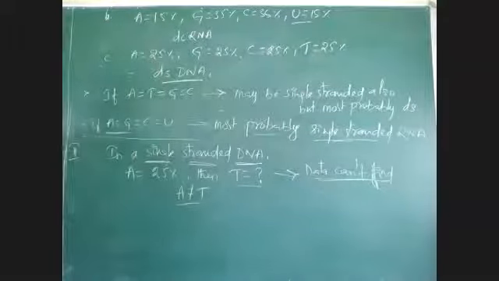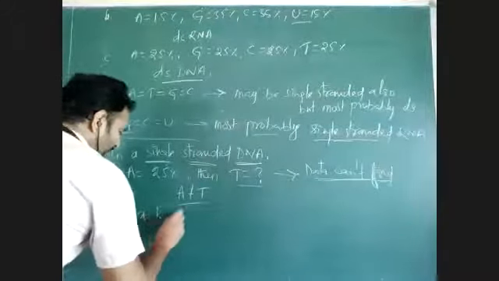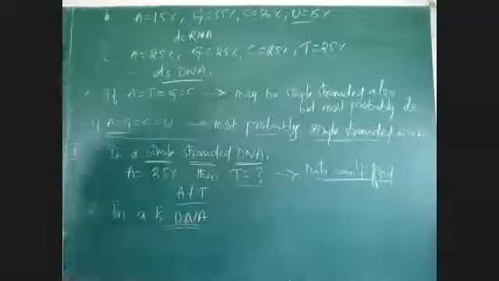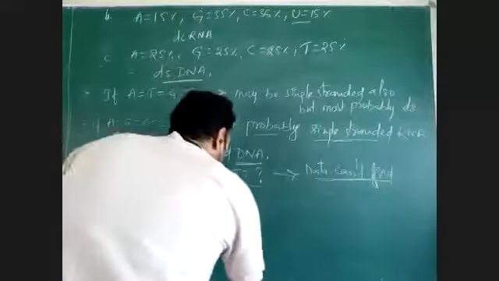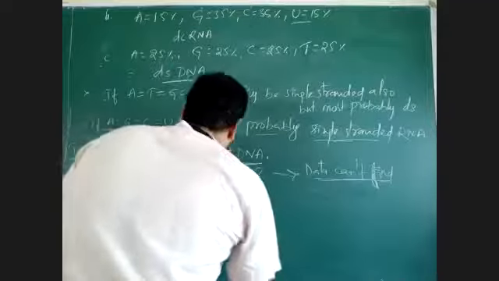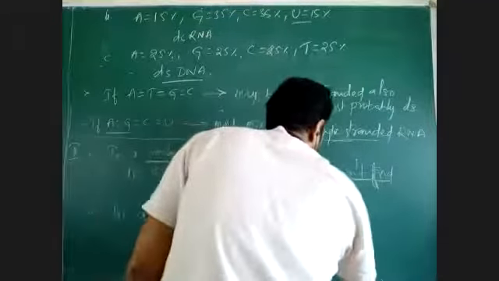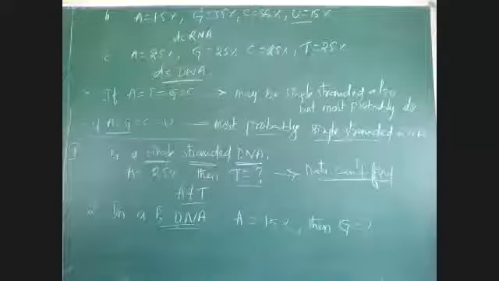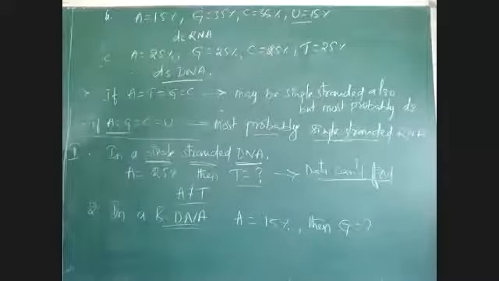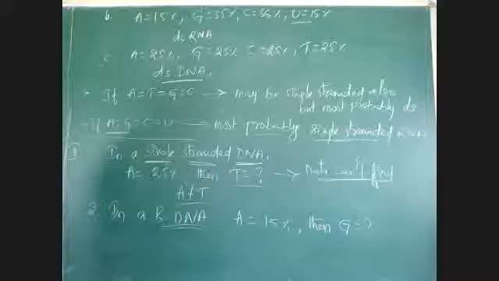Okay. Then the second one, in a B DNA. Remember that in a B DNA, A is given as 15%. Then what is the percentage of guanine? Calculate now. In a B DNA molecule, adenine is given 15%. What is the percentage of guanine? Hey, Godwin, think once.